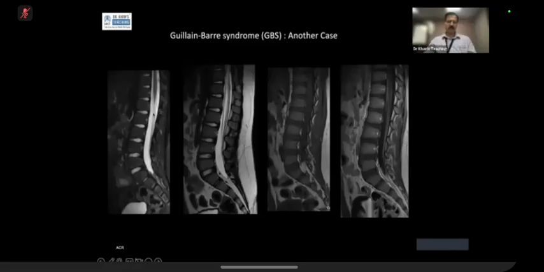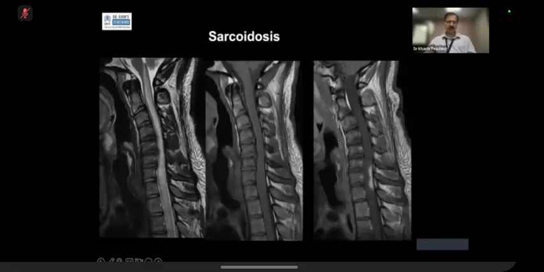Initially, the examiner will show you a T2 weighted sequence, sagittal, where you might or might not see thickening of the nerve root. If you see this on T2, the first thing that comes to mind is that these nerve roots are thickened, and that's why they are more prominent. When you give contrast, you can see they are enhancing.